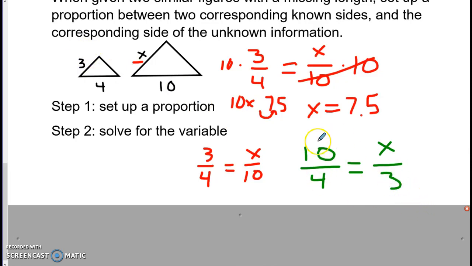What I would end up doing with this one is the same thing. Multiply both sides by 3, cancel, and you can see I end up with 3 times 10 over 4, which is going to be the same as 10 times 3 over 4. I get the same answer either way I do the operation.